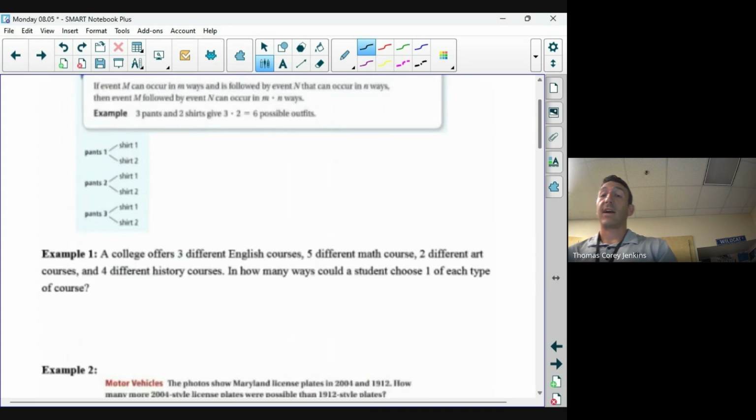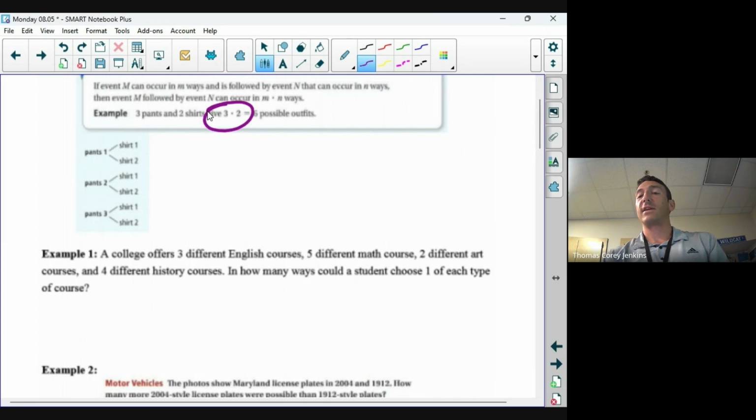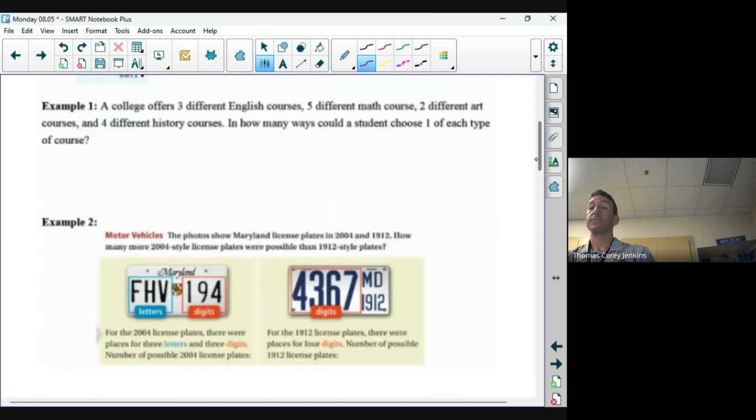looking at the tree diagram here with the pants and the shirt, there's 3 types of pants, 2 types of shirts. So it says we can simply take 3 times 2 to get 6 outfits. If we counted those from the tree diagram, you'd have 1, 2, 3, 4, 5, 6. So that's basically the counting principle.